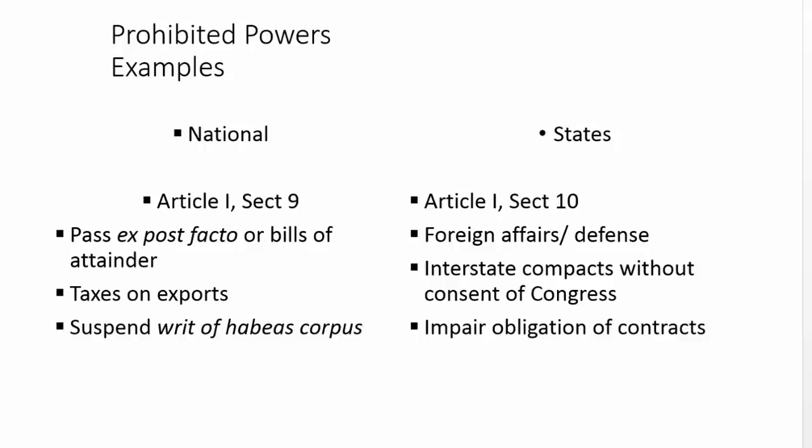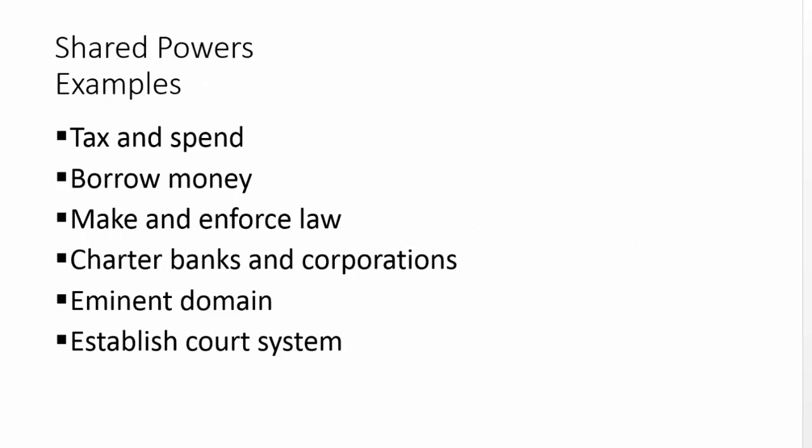States, under Article 1, Section 10, are limited in the kind of powers that they can perform. Foreign affairs and defense, again, are a no-no for states, but not for the national government. States may not make binding agreements between themselves without Congress's consent, and they may not impair an obligation of contract. Now that's led to some very interesting cases in the Supreme Court.